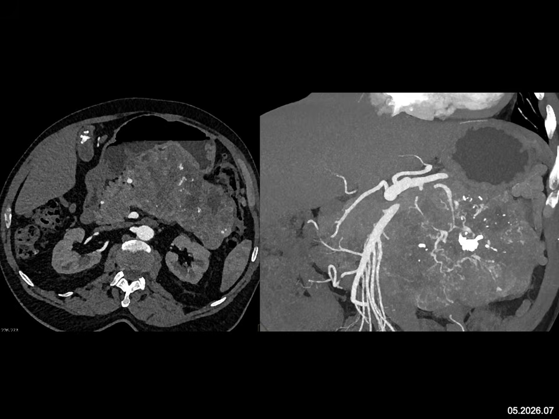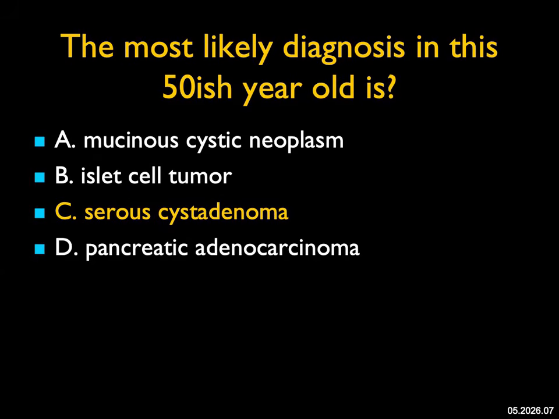They're always benign, but they can be aggressive looking. And dystrophic calcifications, particularly coarse central calcification, as nicely shown in the MIP imaging, is something commonly shown in serous cystadenoma, and the best diagnosis in this case was serous cystadenoma.